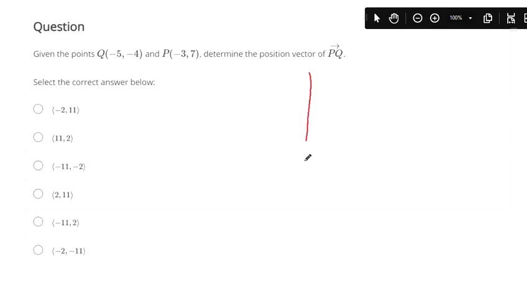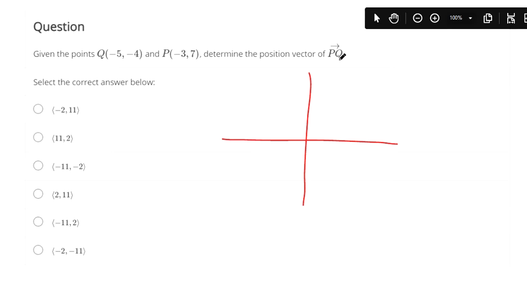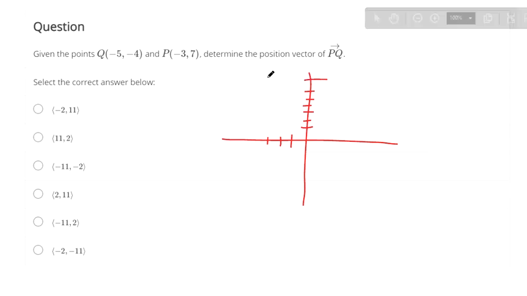So we're given 2 points. We're supposed to determine the vector between the 2 points. And the vector starts with point P and ends at point Q. We read it left to right, so we need to keep that in mind. They presented Q first, but it actually starts at P. So -3 on the x, 2, 3, 4, 5, 6, 7 on the y. There's point P. That's our origin.